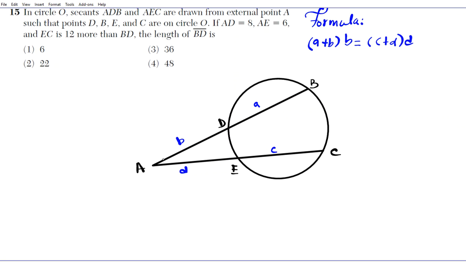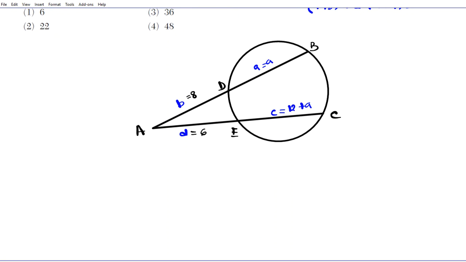AD, which is little b, is 8 units long. AE is 6 units long. EC is 12 more than BD. Okay, so let BD stay as BD. BD is 8. Leave it alone. EC is 12 more than it, so C is going to be 12 plus BD, which is A. So 12 plus A. All right, so with this setup, we can set up an equation with one unknown to figure out what the measure of BD is, and the measure of BD is basically A.